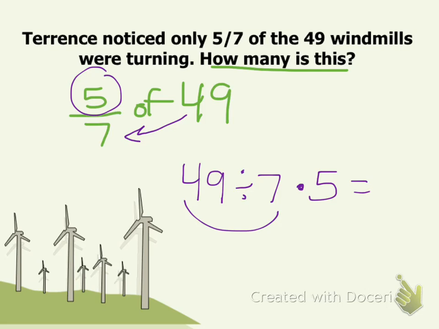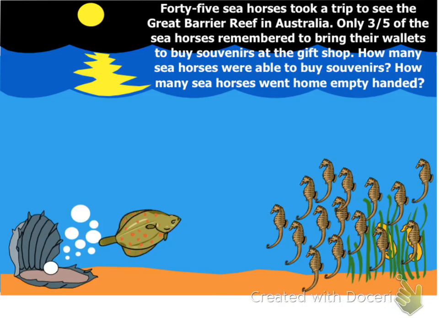49 divided by 7 is 7. 7 times 5 is 35. So 35 were actually turning on his windmills. And then this is one of our last ones we're going to do. Pause the video, read it, try and do it by yourself.